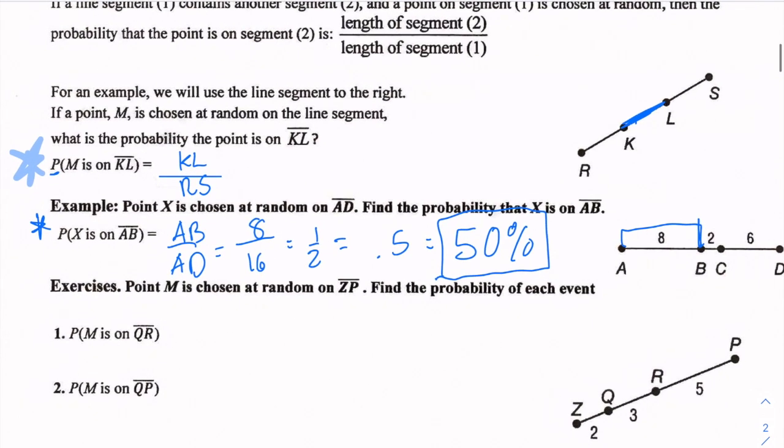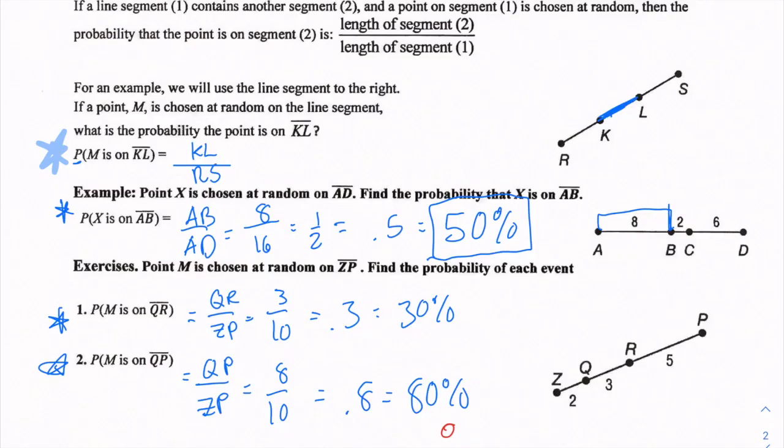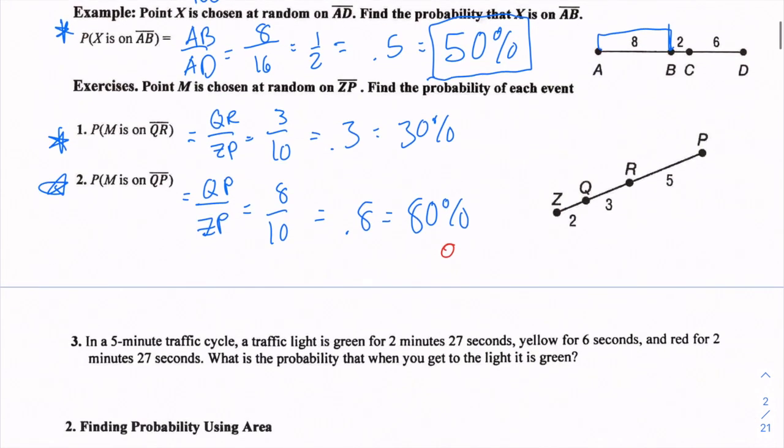Please do 1 and 2, and then we'll come back and check. Okay, so let's check your answers real quick. Shouldn't be too bad, right? M on QR, where's QR? The whole thing is ZP. Plug it in, 30%. And then QP, where's QP? That's 8. 8 over 10. Easy money.